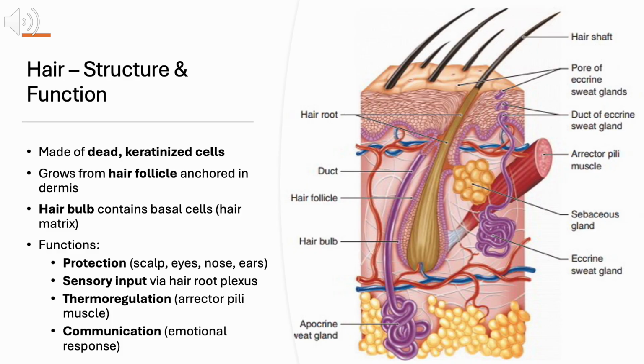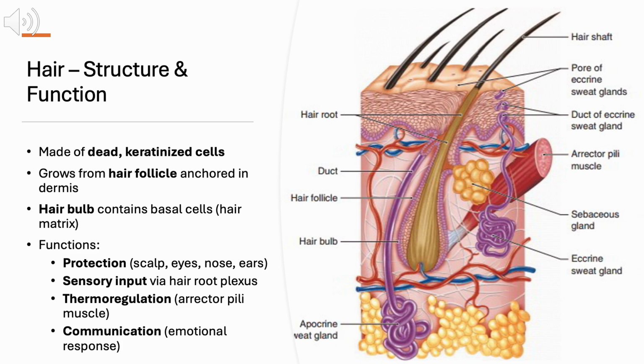Hair is a keratinized filament that grows out of a follicle, which is an invagination of the epidermis deep into the dermis. The base of the follicle, called the hair bulb, contains mitotically active basal cells that form the hair matrix, similar to the stratum basale in skin. As new cells are produced, older ones are pushed upward and become keratinized and die, forming the hair shaft that we see. Hair is completely non-living past the skin surface.